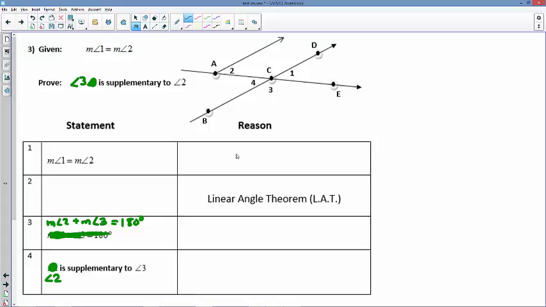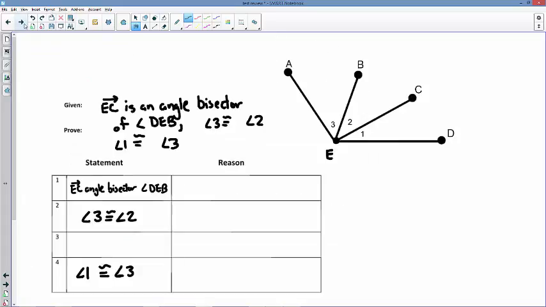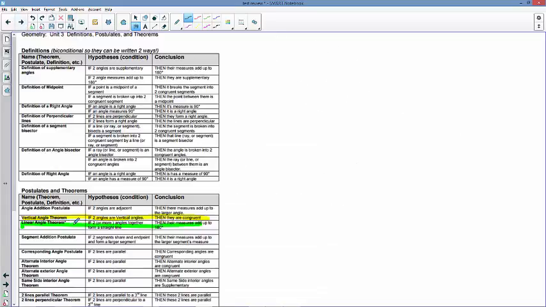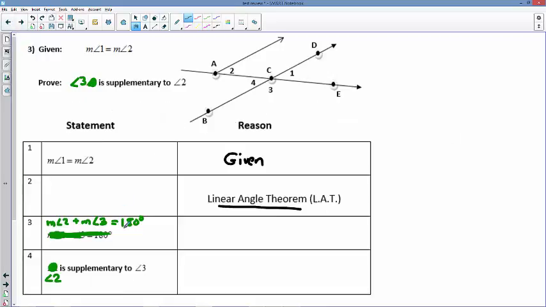Okay, so hopefully you've given this proof a try. So obviously this is given. And we're looking at linear angle theorem. So if we go to A-S, and we look at linear angle theorem here in green, it says if two or more angles together form a straight line, then their measures add up to 180. So their measures add up to 180. So a linear pair always has measures that add up to 180.